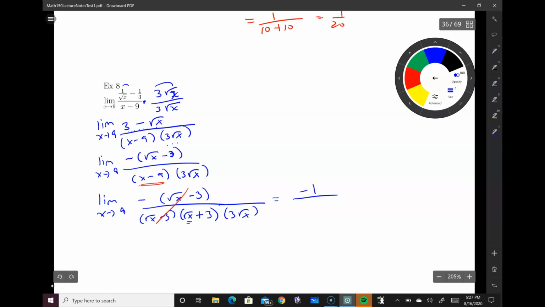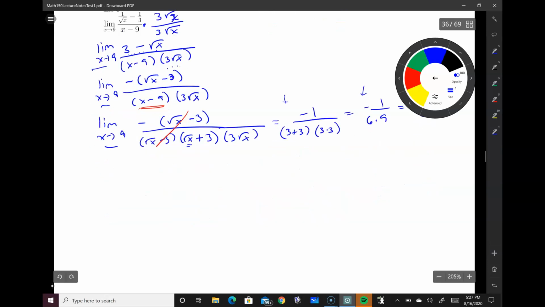So plugging in x equal 9, I'll get a 3 plus a 3 for that term. And then I'll have a 3 times a root 9, which is a 3 times a 3. So negative 1 over 6 times 9, negative 1/54. And notice there's no limits anywhere here after I plugged in the number, right? No limits in that place. And I've written limits every single time. So if you have questions, please ask of how to write things up.